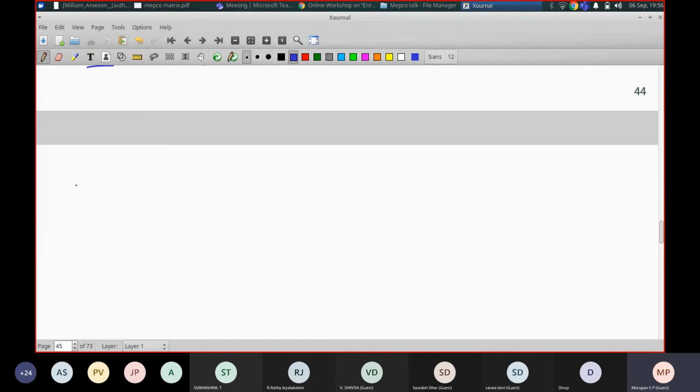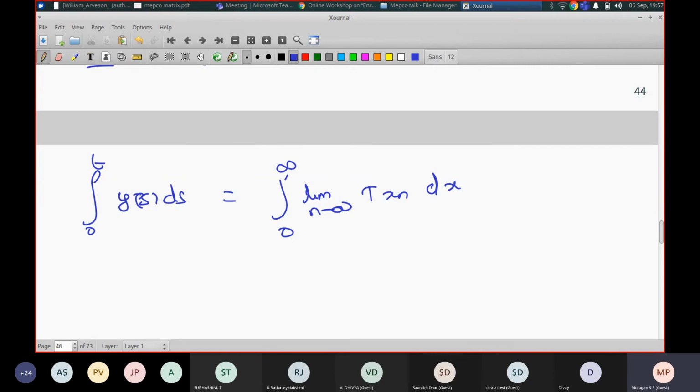How will you prove? You can define a new function, the integral from 0 to t of y of s ds, right? But what is y? y is the limit of T of x_n, right? So therefore, the limit as n tends to infinity of T of x_n, the integral of it, ds. So what is T? T acting on x_n is the derivative, right?